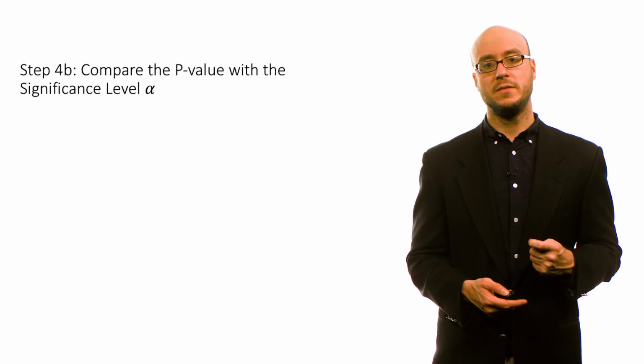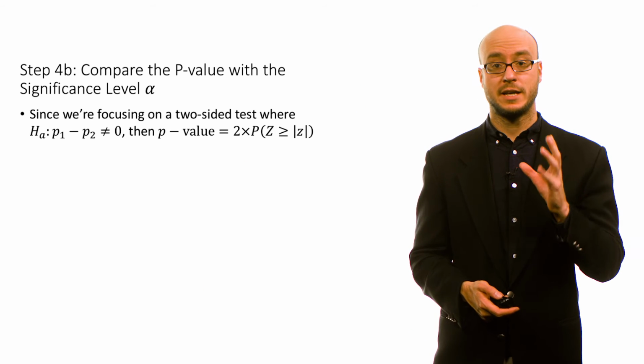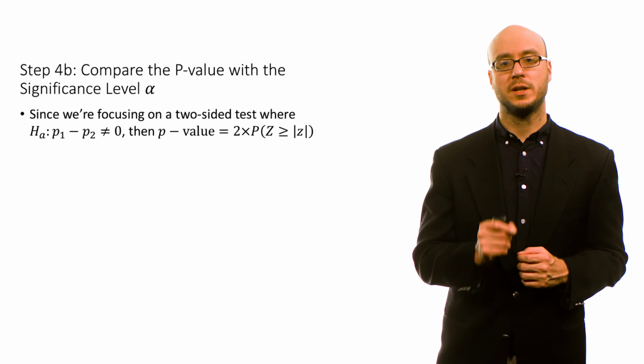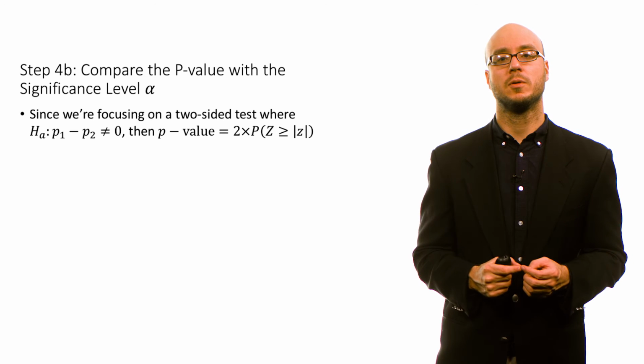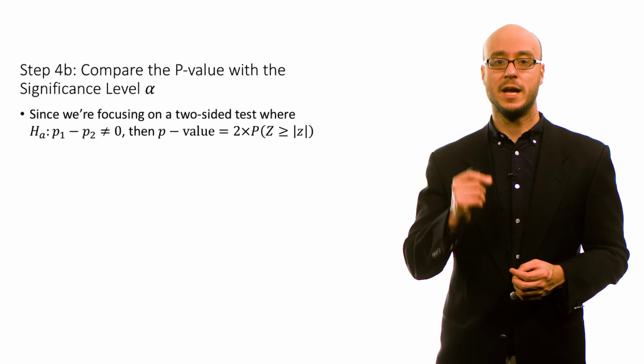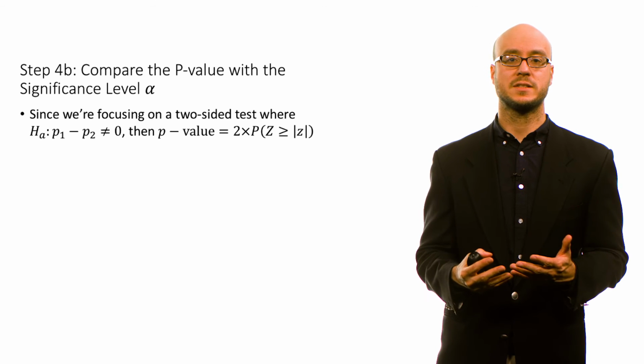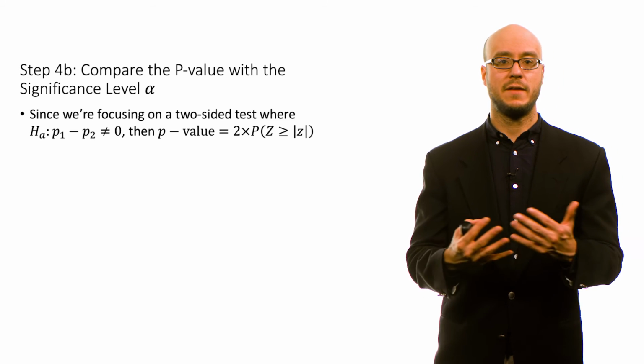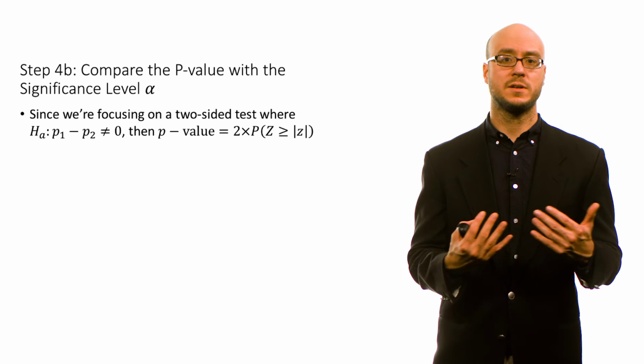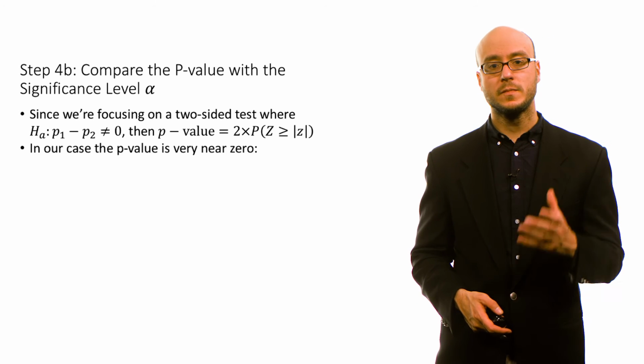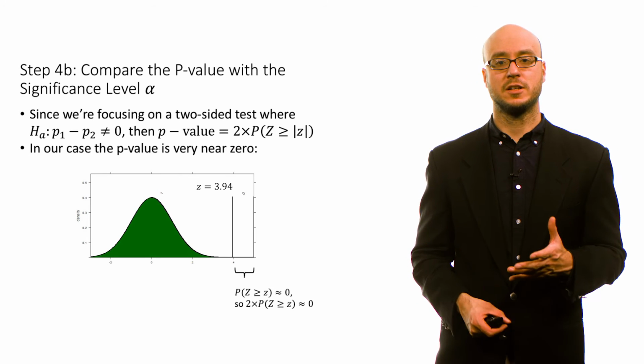We can also take the p-value approach. To calculate the p-value, we take the probability of obtaining a z-test statistic greater than or equal to the one we obtained in absolute value and multiply by 2. This reflects the fact that we might have a difference that is positive or a difference that is very negative. In our case, the p-value is very close to 0.